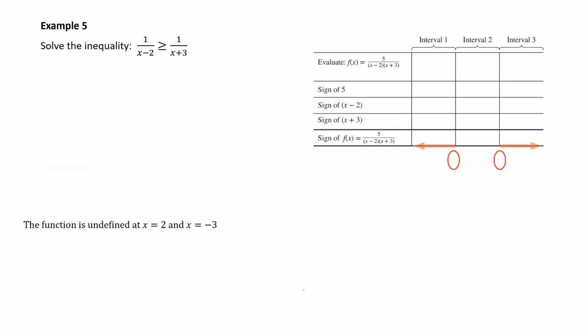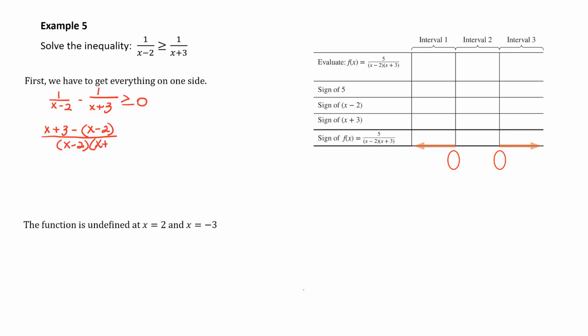First thing we have to do is get everything on one side. So we're going to subtract 1/(x + 3) on both sides, and then we're going to get a common denominator, which is (x - 2)(x + 3). And then when we add everything up, we end up with 5/((x - 2)(x + 3)) is greater than or equal to 0.